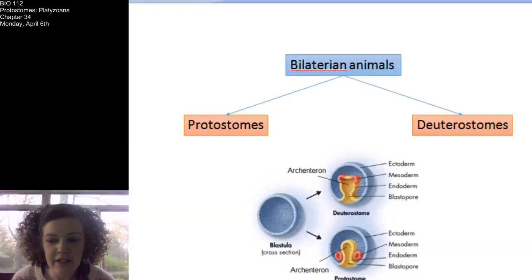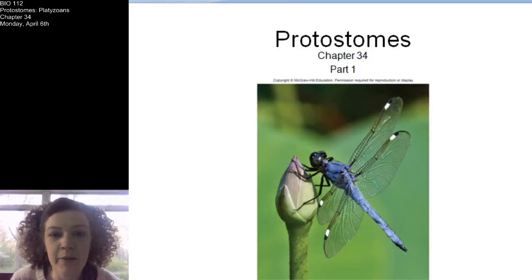Hi everybody. We are back today to begin talking about protostomes. So for the rest of the semester we'll be talking about different kinds of animals and moving through the various animal groups. And so right now today we're going to be talking about flatworms. So it lines up pretty well with lab because last week we talked about flatworms.